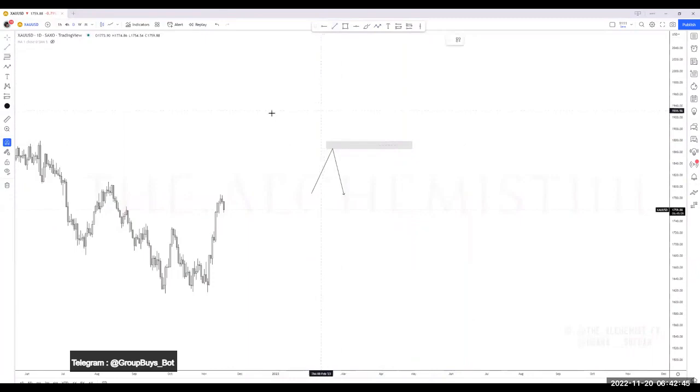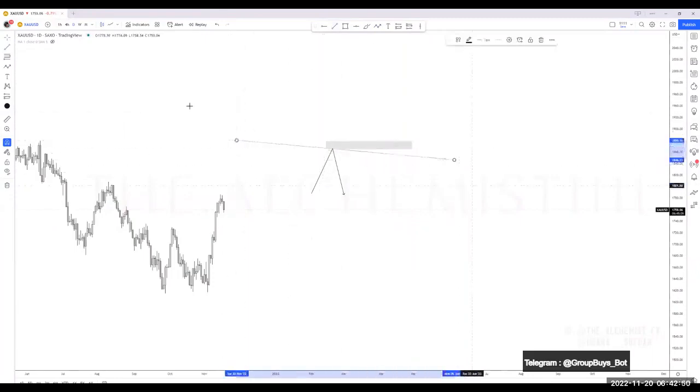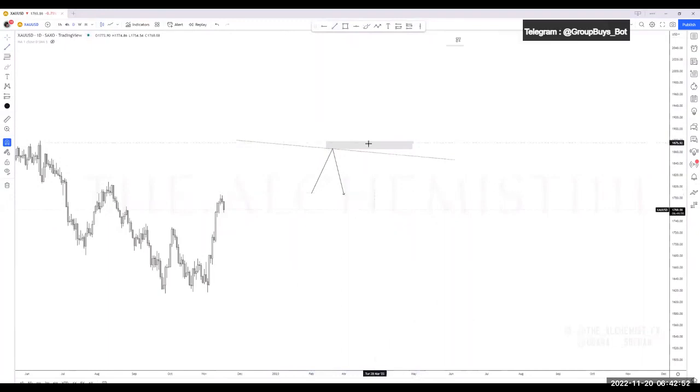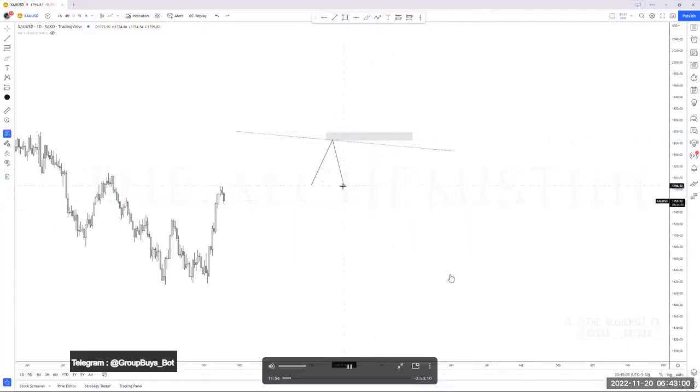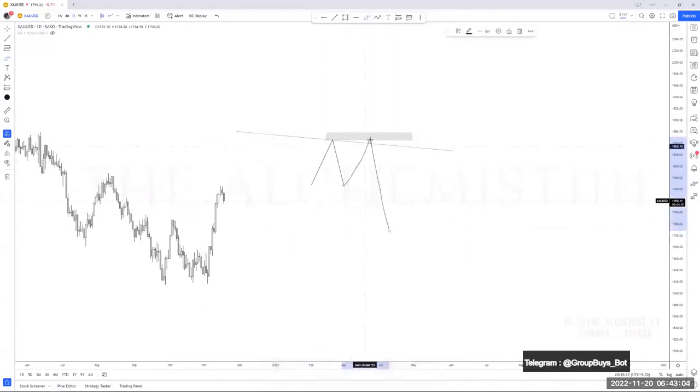So if a trend line is in line with this area, now we have almost two resistances, right? We have the key level of the daily, a resistance, as well as a trend line. So a trend line can be used as confluence. You can expect price to tap into the trend line and into this and then drop.